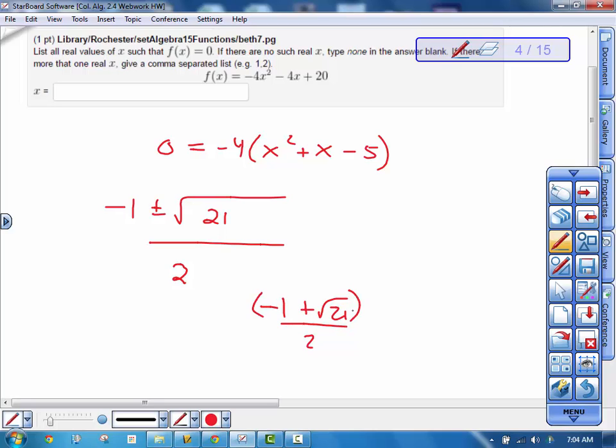Make sure this gets in parentheses. As well as -1 minus the square root of 21, all over 2. These are the real values where this is 0. And we didn't necessarily need to factor out the -4. I could have done the quadratic formula without it, but these numbers end up being a little easier to work with, these coefficients.